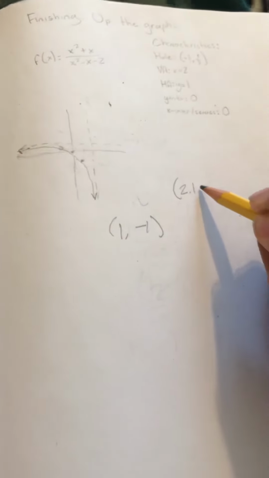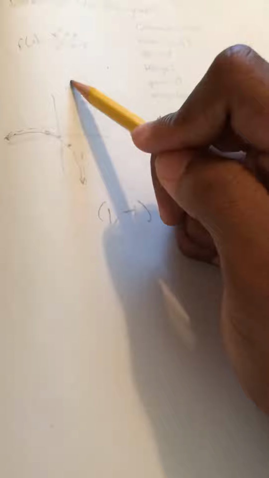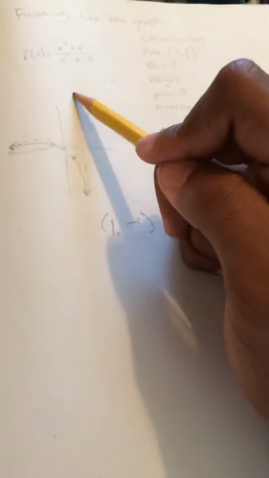So now let's do 2.1. When we plug that into the equation, we come out with 15.8, which is pretty high up there. But this is necessary because it shows the shape of the graph.